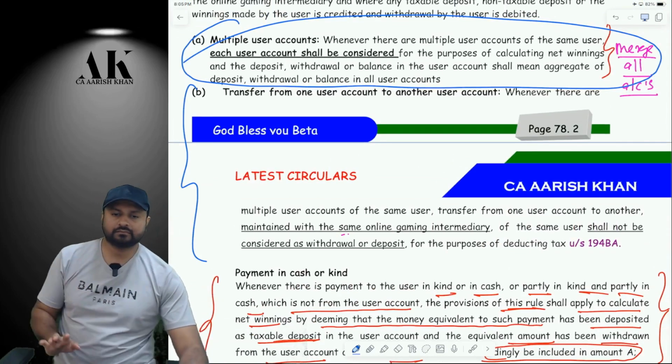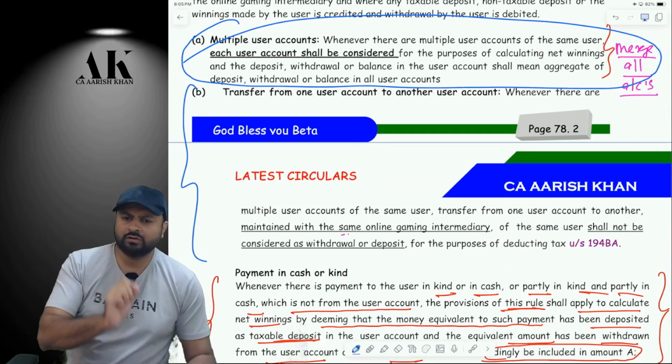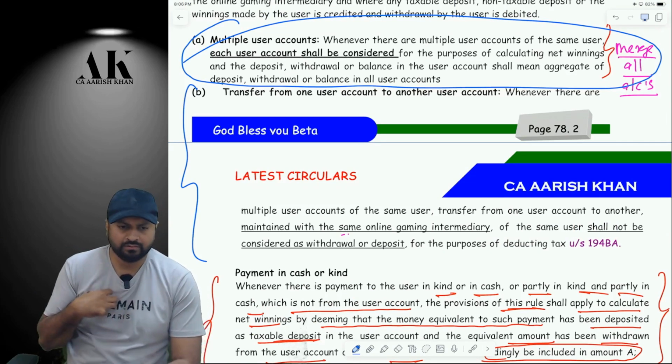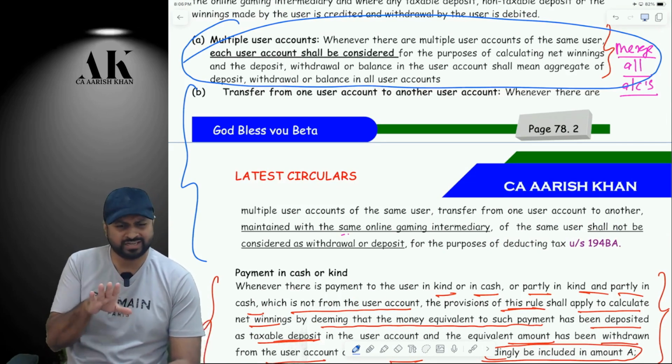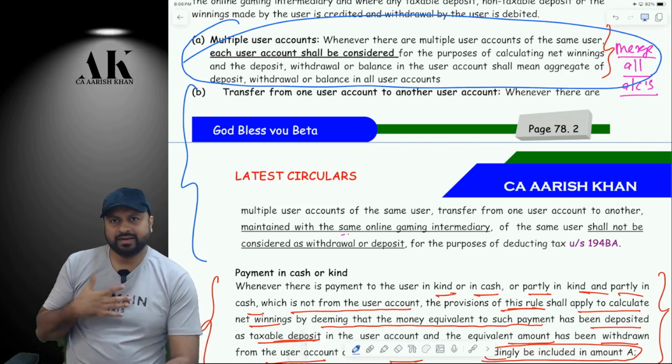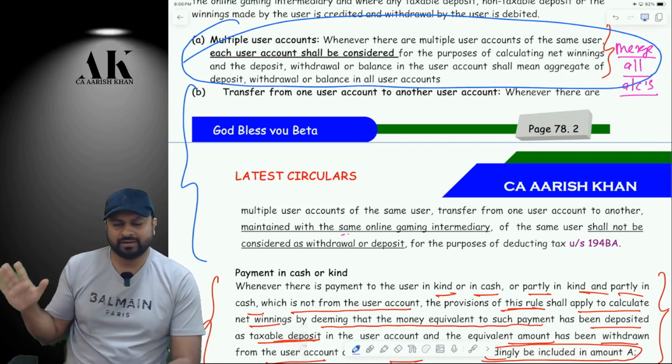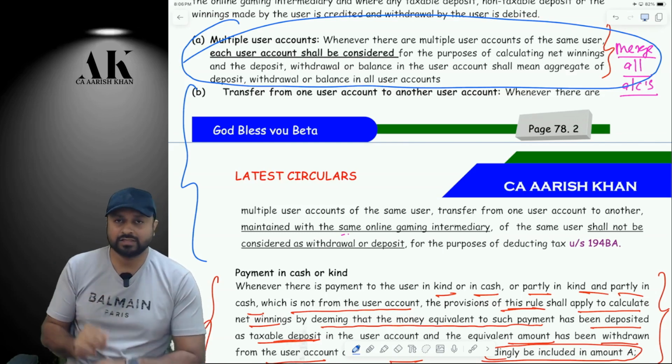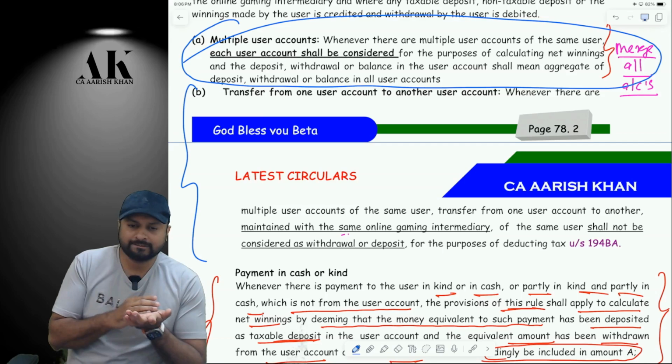See here. As I've told you, I've opened 2 accounts, one in my wife's name and one in my name. But both users are officially the same only. My account has my PAN number, and my wife's account also has my PAN number only. Now, listen carefully. Think logically.